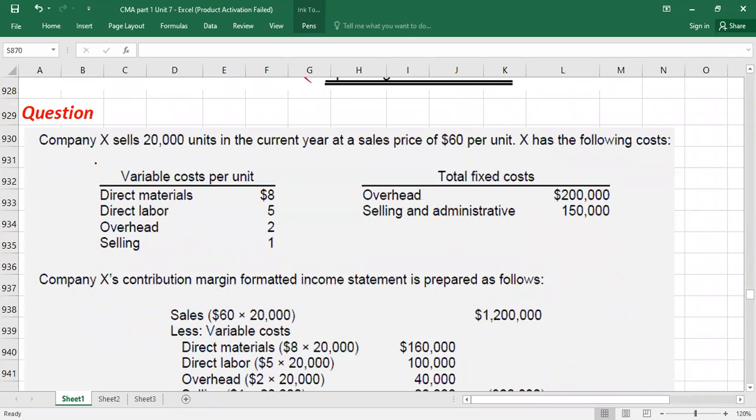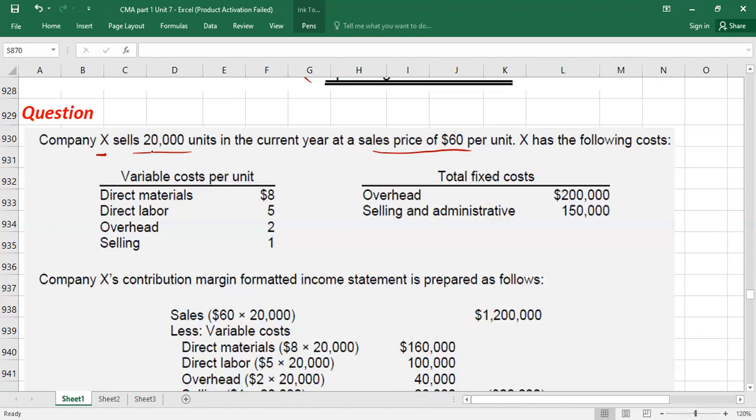We have company X which sells 20,000 units in the current year at a sales price of $60 per unit. Please make a note here. Whenever only units produced or only units sold are available, what do we assume? We assume sales are equal to production. Otherwise, he should have told you units sold and units produced separately.